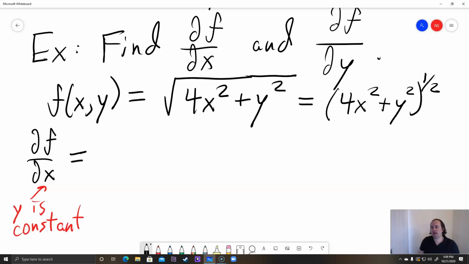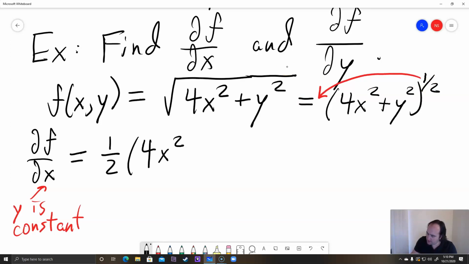Alright, and then we can go ahead and do the chain rule and the power rule. So taking the derivative of the outer function, the 1/2 power, we can go ahead and bring the 1/2 out front and decrease it by 1. So that's going to give us 1/2 times the quantity 4x squared plus y squared, quantity to the negative 1/2.